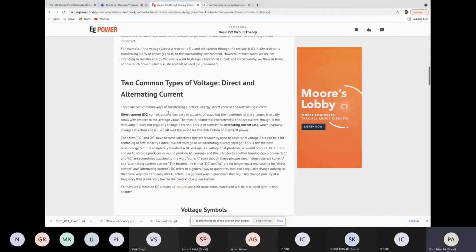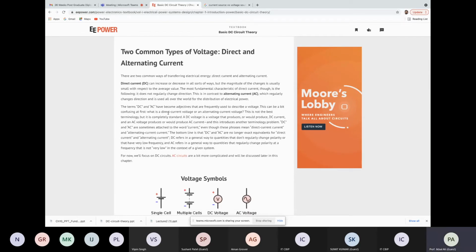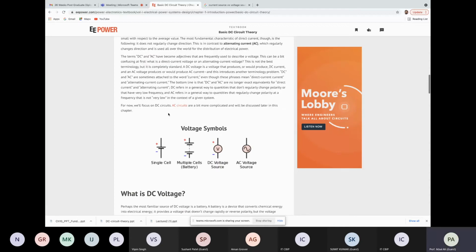Okay. Now, as I said, there are two basic types of sources, voltage source and current source. They may be direct current or they may be alternating current. Symbols, as you know, if there is a DC, it is represented by two straight lines, one larger and one smaller, and this symbol represents a single cell.